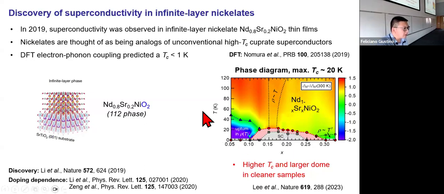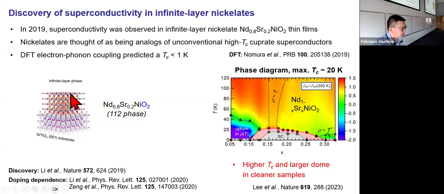So this is another material that was discovered as a superconductor a few years ago, infinite-layer nickelates, or strontium-doped neodymium nickel oxide. So people have been looking for superconductivity in nickelates because they sort of take it as analogs of unconventional cuprate superconductors because of a similar electronic structure. Nevertheless, after the discovery, DFT calculation has been done and found that the TC is less than 1 Kelvin.